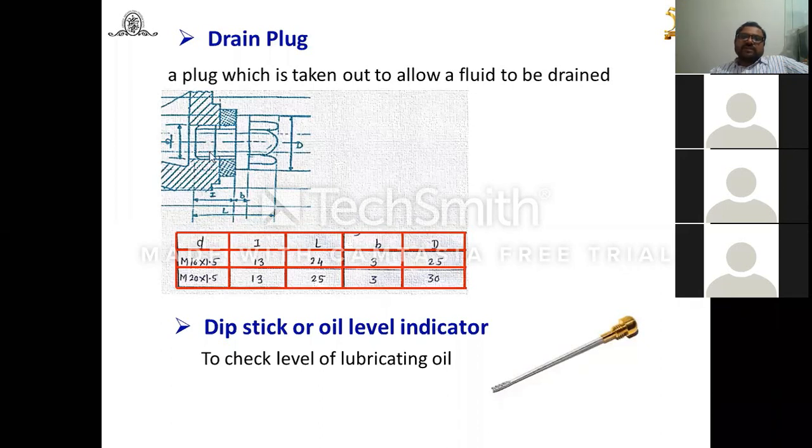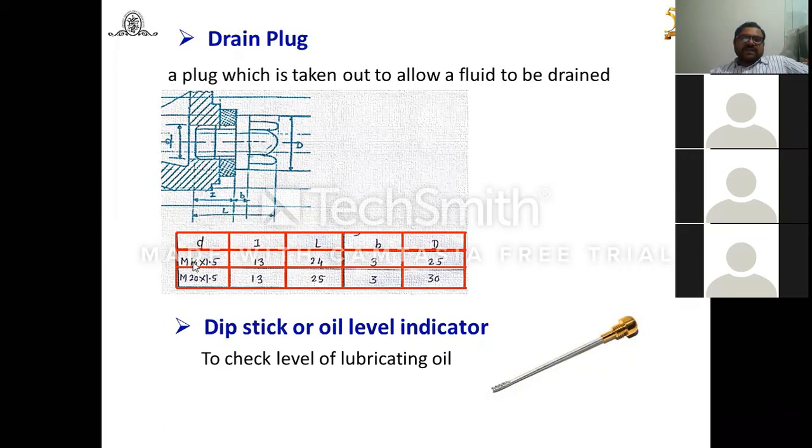And here you can show the position of the drain plug. Again, what we have to decide is the nominal diameter of the drain plug. Then the distance again from the cover, or you can say the collar. Again, how much is the distance gap, the width or height of the collar. Then the total length of the bolt.